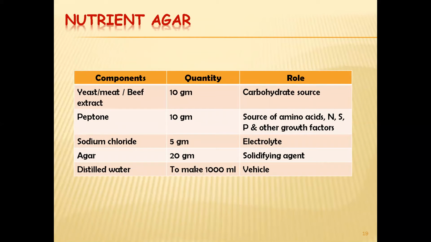Then nutrient agar. The composition of nutrient agar is yeast, meat or beef extract 10 gram, which act as a carbohydrate source. Then peptone, which acts as a source of amino acids. Sodium chloride and agar, which acts as a solidifying agent, and sodium chloride acts as an electrolyte, and distilled water is used to make 1000 ml, which acts as a vehicle.